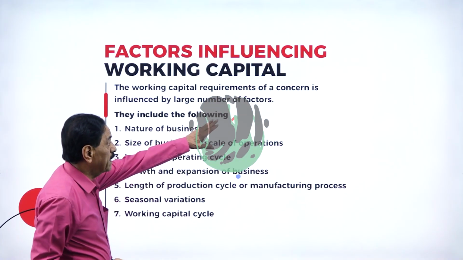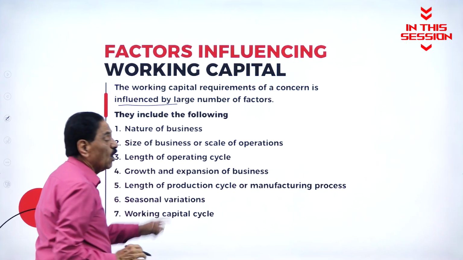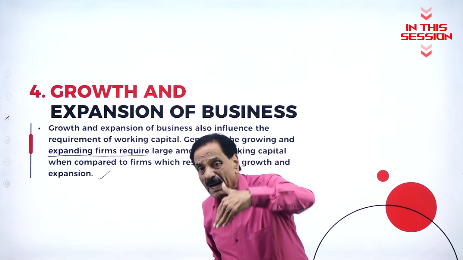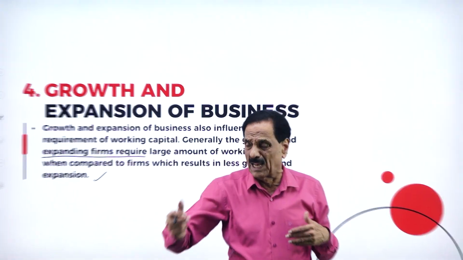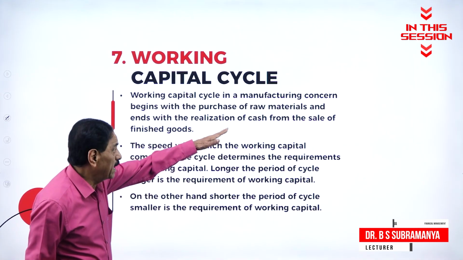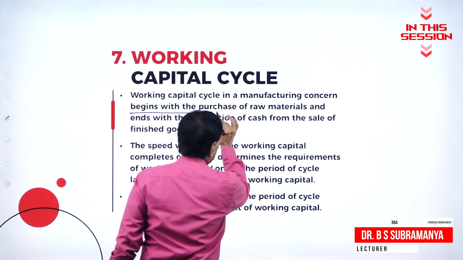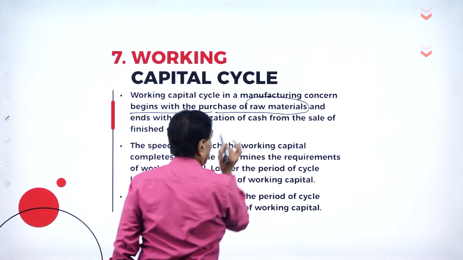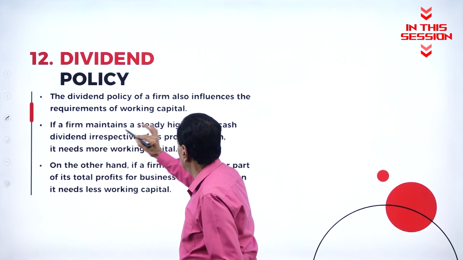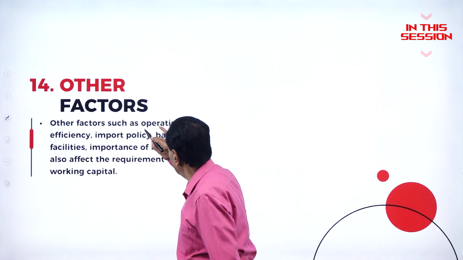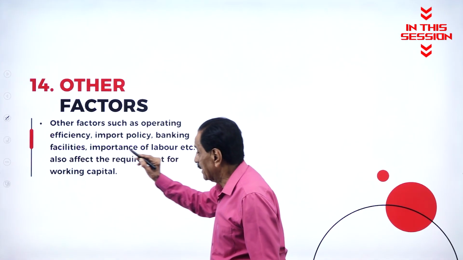The working capital requirement of a concern is influenced by a large number of factors. Expansion: we require more capital because we have to put money into raw material. The working capital cycle in a manufacturing concern begins with the purchase of raw material. This is important, purchase of raw material. The dividend policy of a firm also influences the requirement of working capital. Other factors are operating efficiency, import policy, banking facilities.